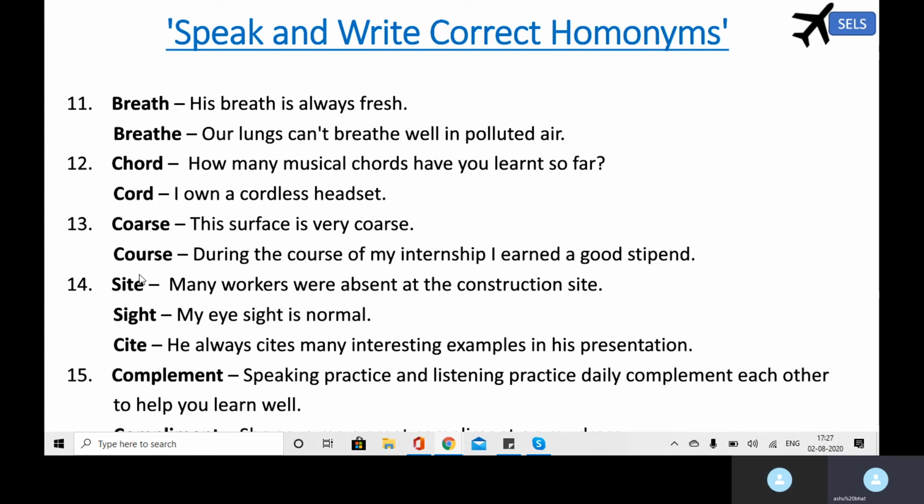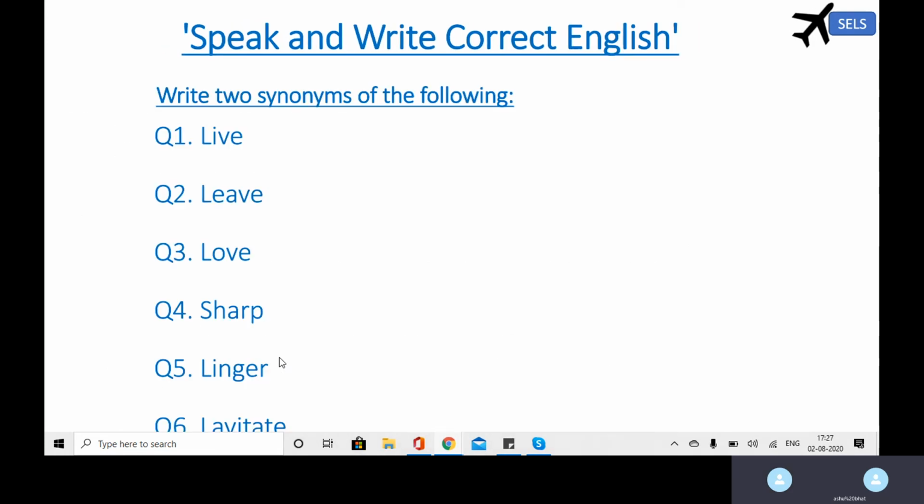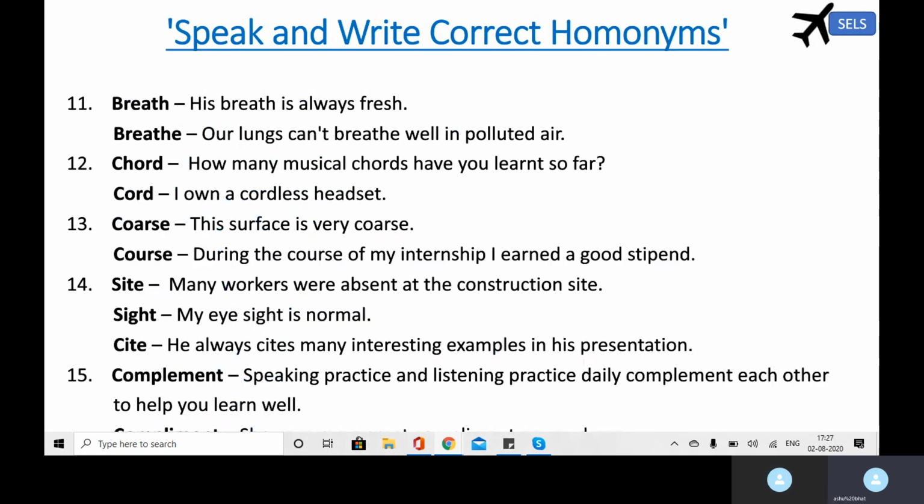Now, site, three different sites. One site is the actual site where work is happening, or programming is happening, or a particular place. Another sight is the eyesight, the ability to see, and another cite is recite. He always cites, says. Cite means quotes. Many interesting examples in his presentation.